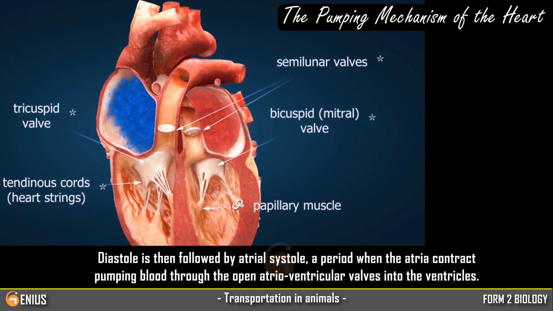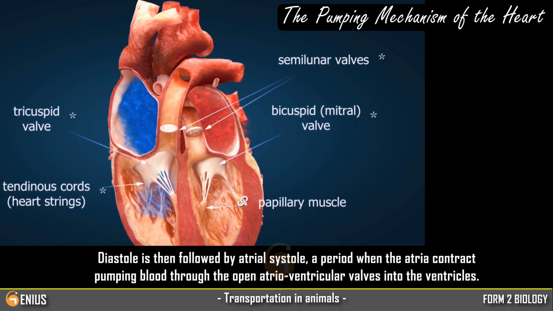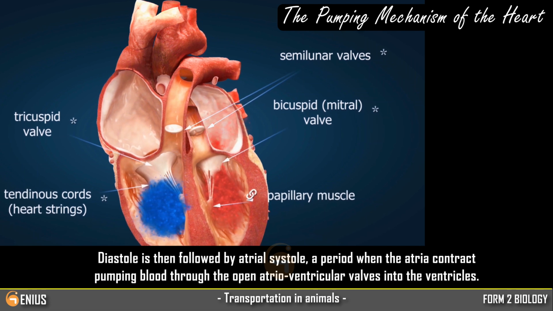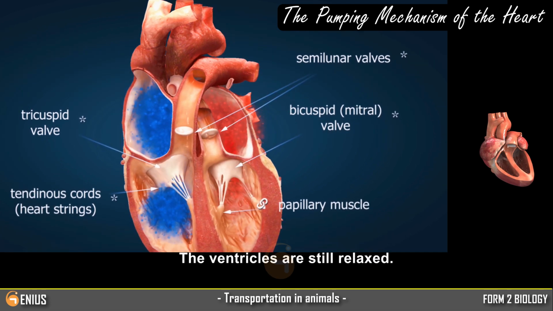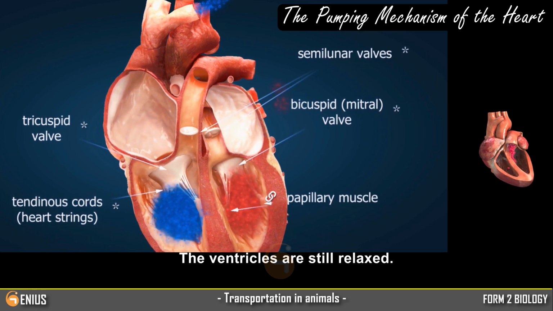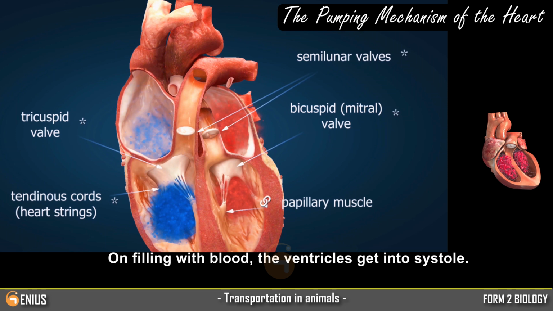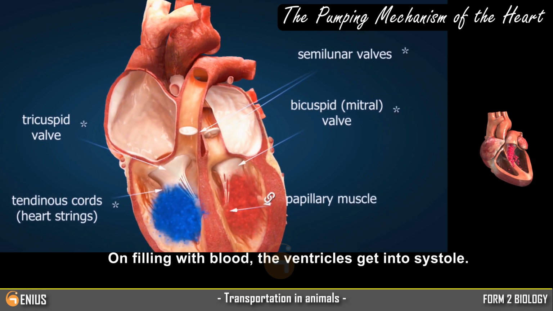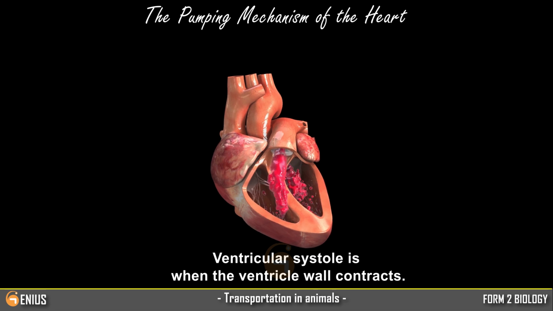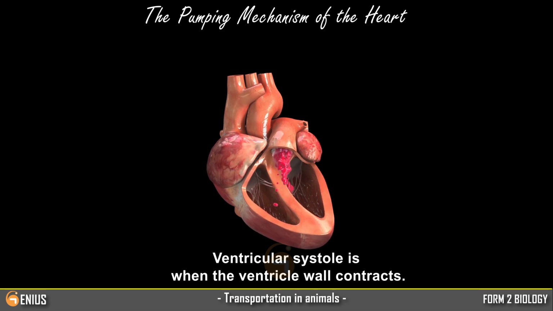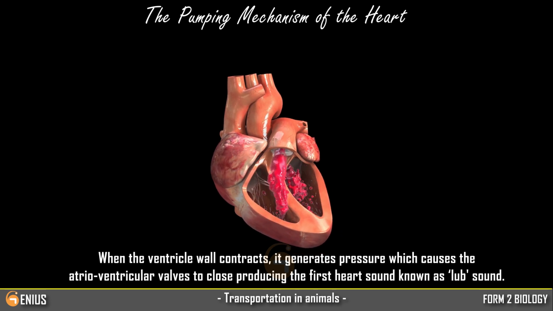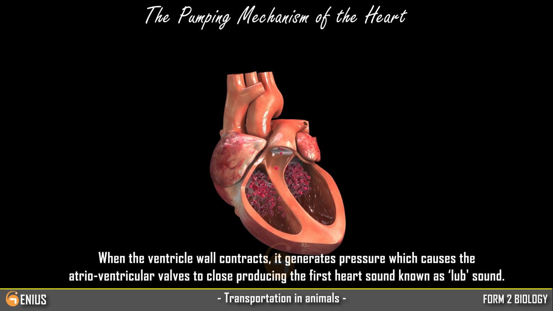Diastole is then followed by atrial systole, a period when the atria contract, pumping blood through the open atrioventricular valves into the ventricles. The ventricles are still relaxed. On filling with blood, the ventricles get into systole. Ventricular systole is when the ventricle wall contracts. It generates pressure which causes the atrioventricular valves to close, producing the first heart sound known as a lub sound.